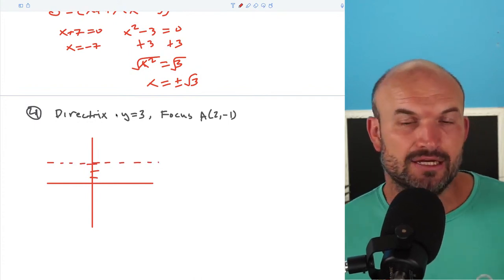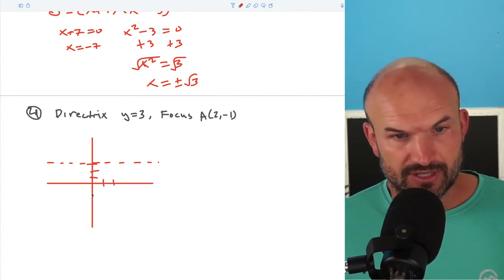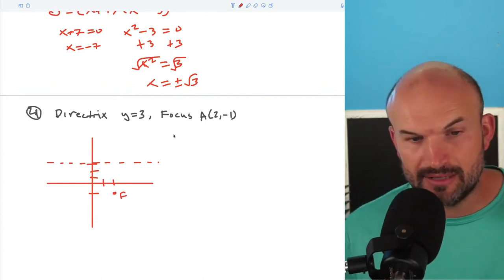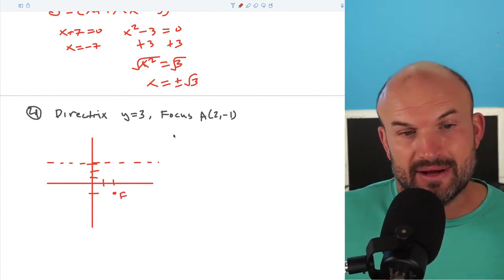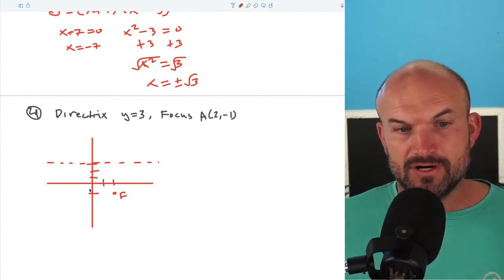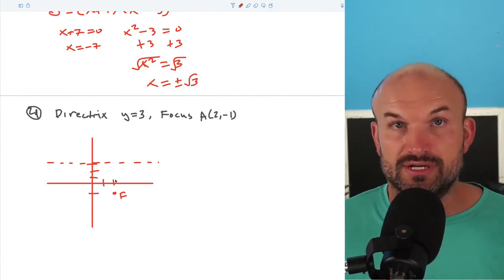And the focus, we're going to call it A, is at (2, -1). So 1, 2, -1. Okay. So I'm going to label that focus. All right. So there's a couple things that I want you to understand about the directrix and the focus. First of all, the parabola always opens up towards your focus, right?